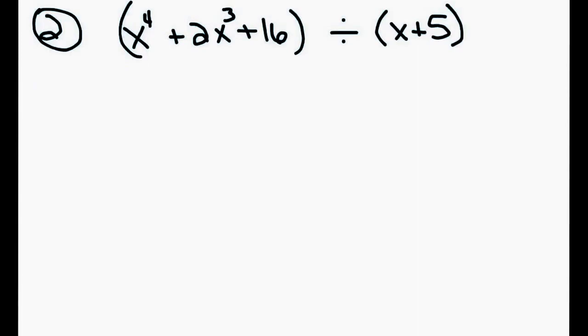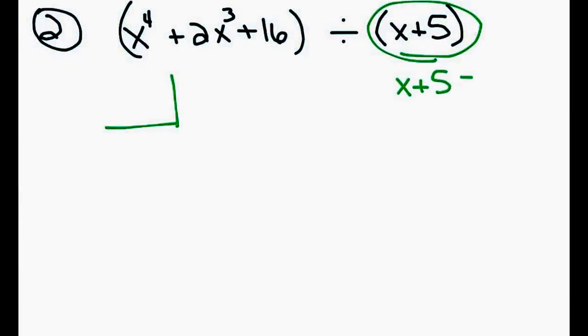Problem number 2 says, when dividing x to the fourth plus 2x cubed plus 16 by x plus 4 using synthetic division, which number would you use as the divisor? When we determine the divisor, which is the number that goes in your box, we take what you're dividing by, set it equal to 0, and solve for x. So in the box would go a -5.